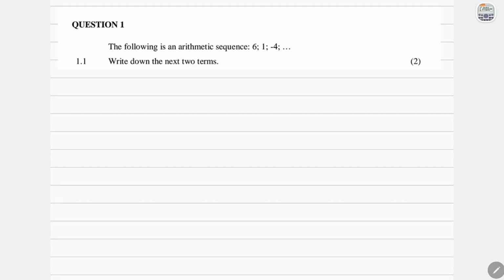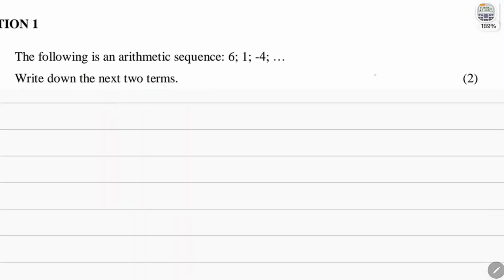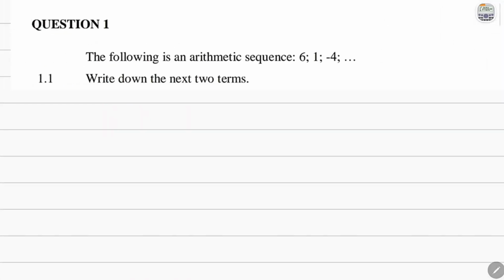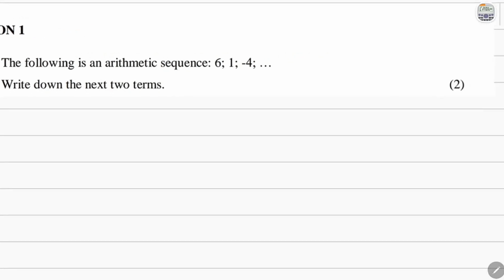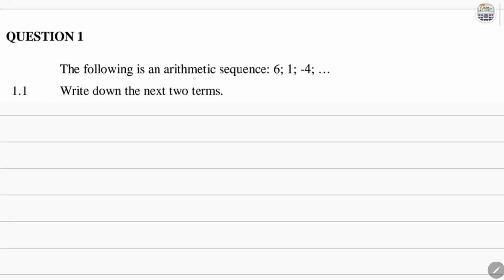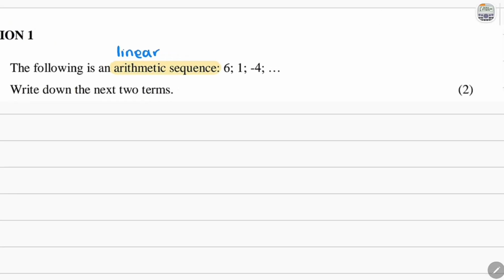Question 1 says, the following is an arithmetic sequence, and we have 6, 1, and -4. The first question, 1.1, says, write down the next 2 terms. It is an arithmetic sequence, so it is a linear number pattern. So that means we have a constant difference.